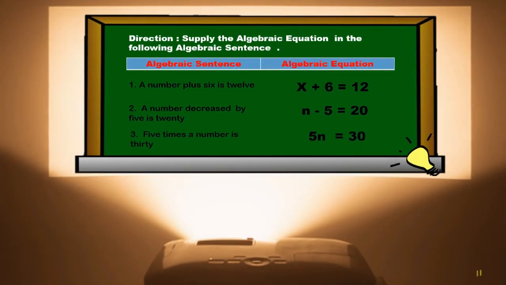And next, supply the algebraic equation for the following algebraic sentences. So, number 1, a number plus 6 is 12. What is the answer? Okay, right. x plus 6 equals 12. A number decreased by 5 is 20. What is your answer? You're correct. n minus 5 equals 20. And number 3, 5 times a number is 30. What is your answer? 5n equals 30.